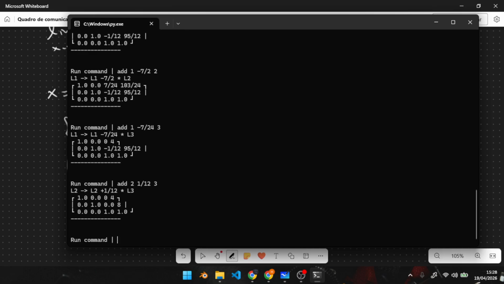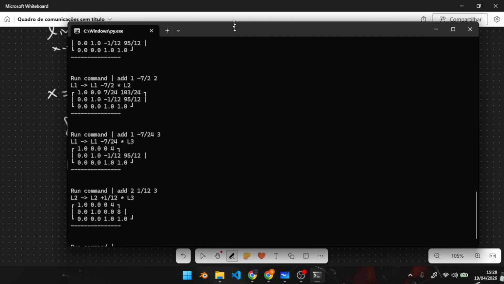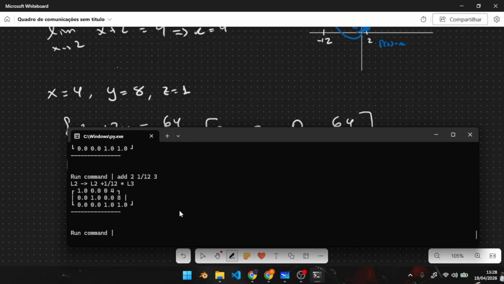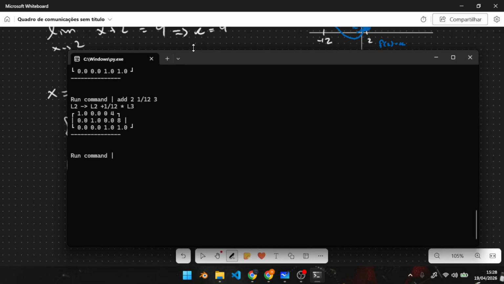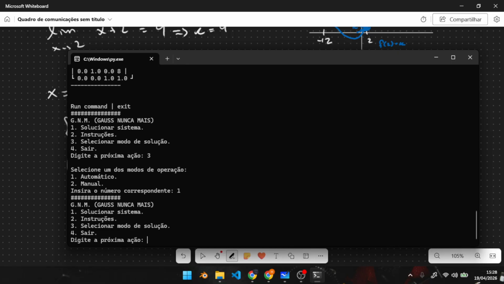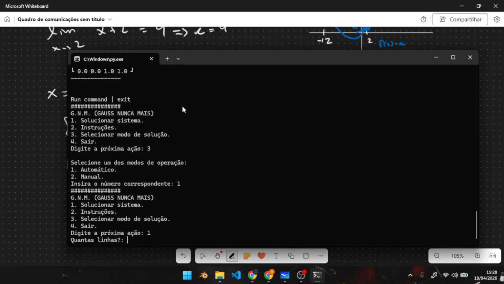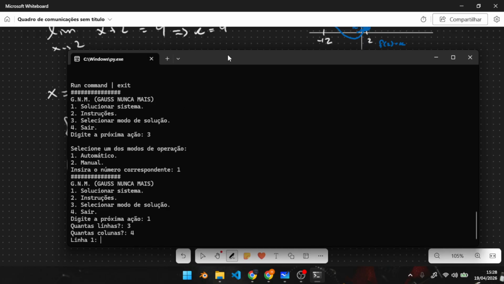There we go. So now we are on the most simplified version of the matrix, and as you can see, x is equal to 4, which is exactly what we did over here. Y is 8, and z is 1, so it works perfectly. Of course, let me exit here. The automatic mode would also work very well.